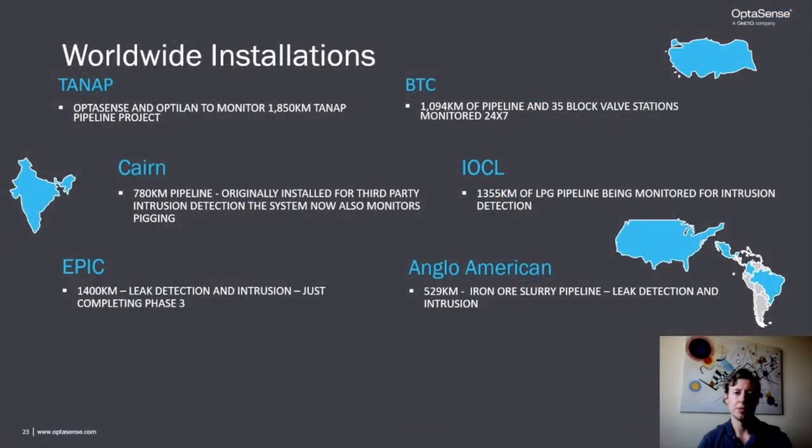The OptaSense system has been deployed all across the world, and here we mention just a small number of these installations. On TANAP, we're providing leak detection and intrusion detection for a little over 1,800 kilometers of pipe in a single installation. A South American installation employs the system along 530 kilometers of an iron ore slurry line. We're currently in the process of completing phase 3 of the EPIC midstream line in the Permian Basin. These are just a small selection of the larger installations currently employing fibre optic monitoring from OptaSense.